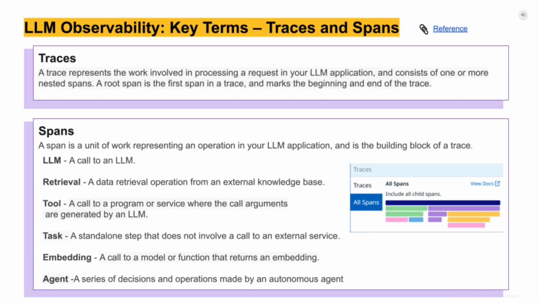LLM spans track actual calls to the language model. Retrieval spans capture when the system pulls data from an external source, like a vector database or search index. Tool spans represent a program or service being called, with the input arguments generated by the LLM itself. Task spans are standalone logic steps that don't rely on external services. Embedding spans record when the model generates vector embeddings. And finally, agent spans describe the behavior of autonomous agents, which often involve nested sequences of LLMs, tools, and tasks.